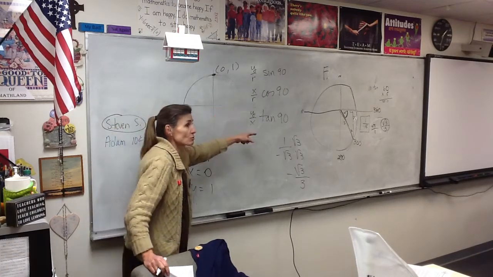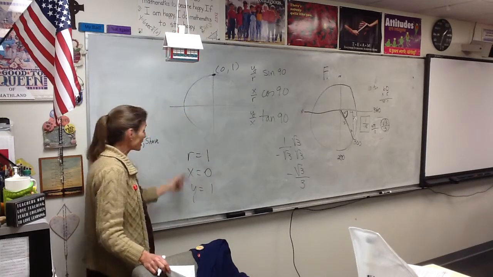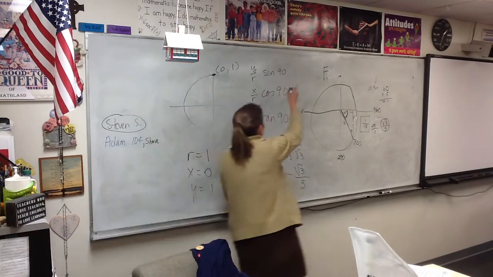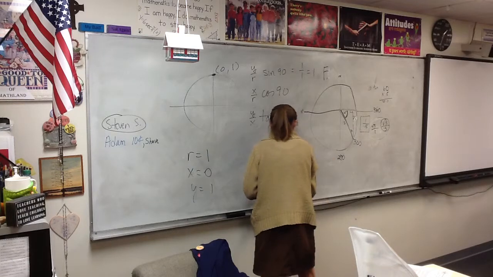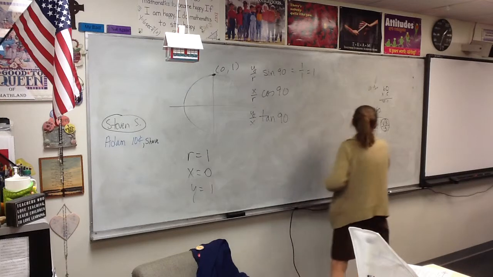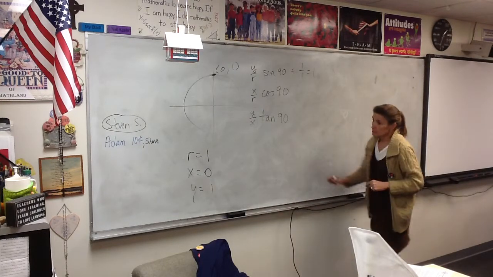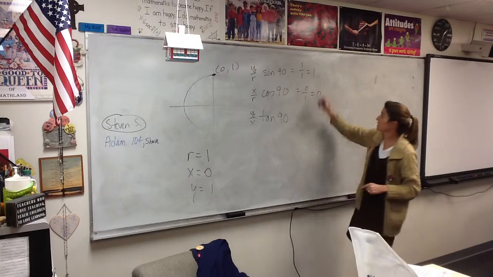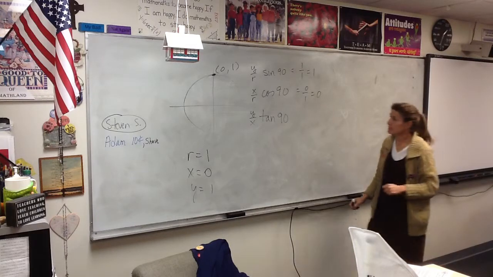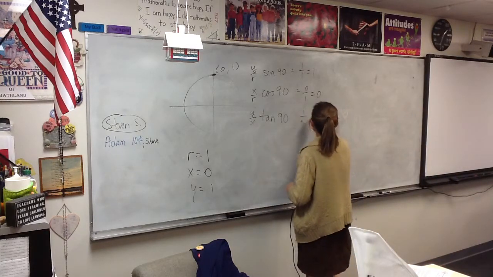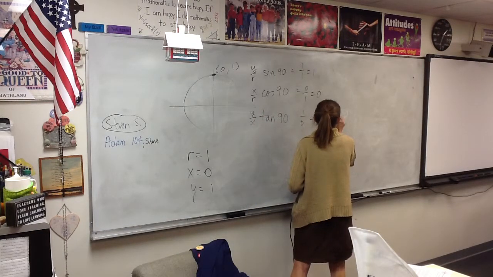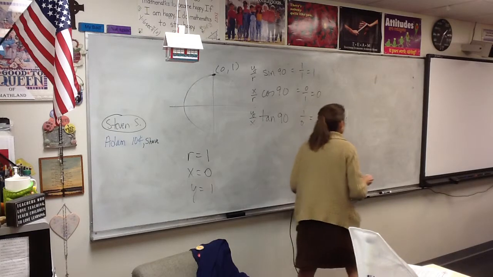Now to find the answers, I just make those fractions out of these numbers. So sine is y over r. So that will be 1 over 1, or 1. Cosine is x over r. So that would be 0 over 1, which is 0. Tangent is y over x, which would be 1 over 0, which is undefined. You can't sit on the undefined.